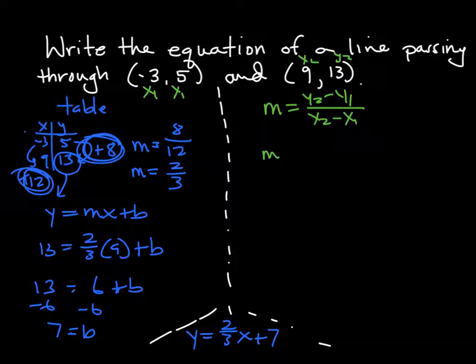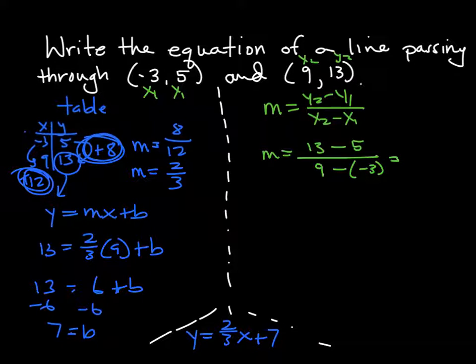So m equals, so y2 is 13. I'm going to do minus y1, which is 5, divided by x2, which is 9, and then I'm going to subtract the x1, which is negative 3. So yes, be careful. One of the common mistakes here that people will make is that they won't put the negative there because they'll see the minus already. Don't make that mistake. So we go on.